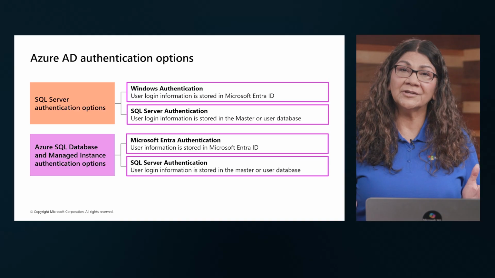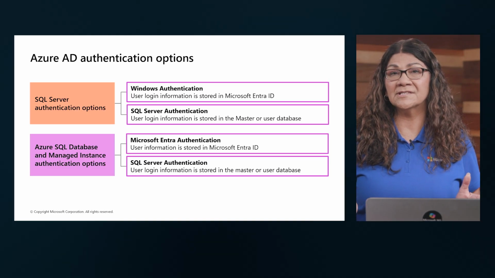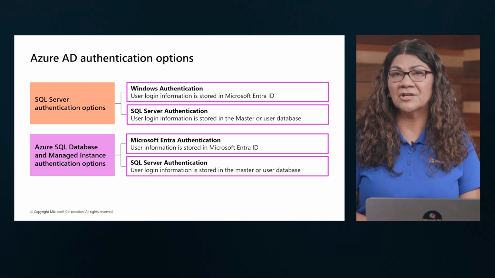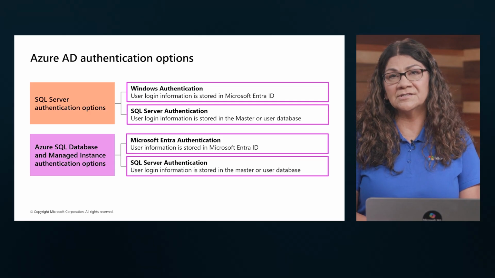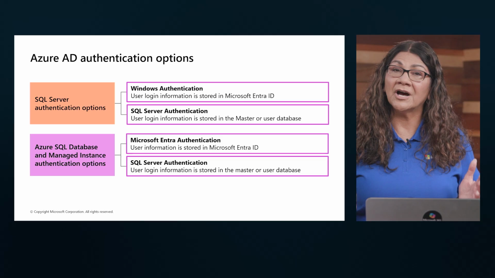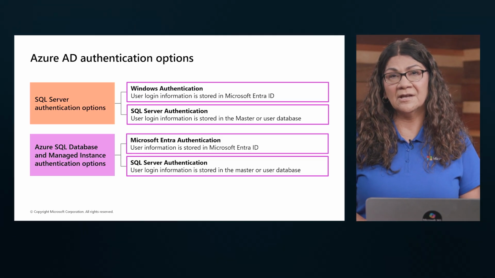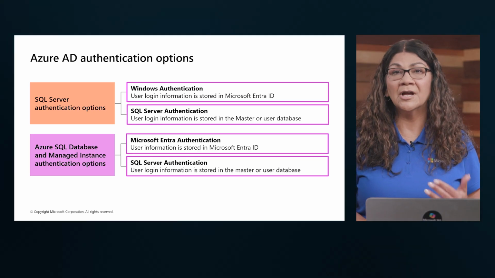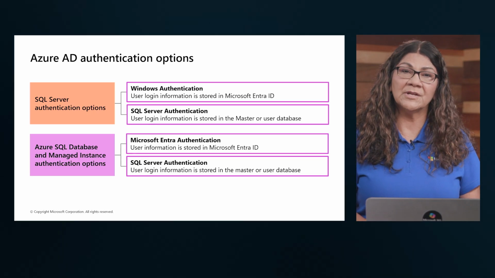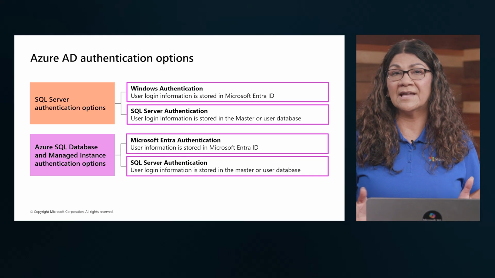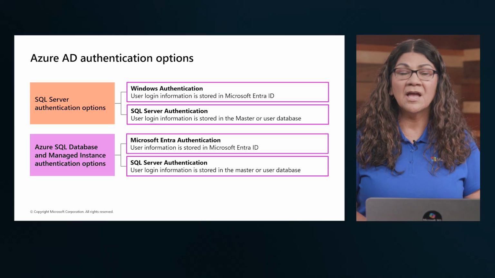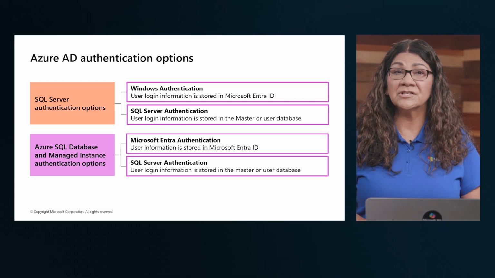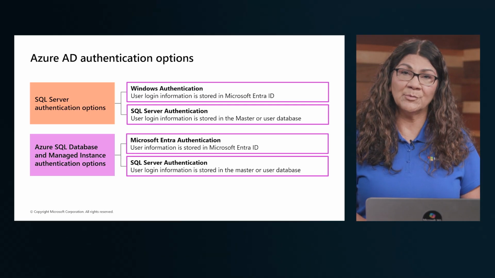Now let's talk about Azure AD authentication options, which is known also as Microsoft Entra ID. As outlined here, we can see that the authentication options available for SQL Server and Azure SQL Database and Managed Instance each offer distinct benefits and use cases. Windows authentication for SQL Server and Microsoft Entra ID authentication for Azure both leverage centralized identity management through Microsoft Entra ID, providing enhanced security, simplified user provisioning, and seamless integration with enterprise identity systems. This is ideal for organizations with strict access control policies in hybrid environments.